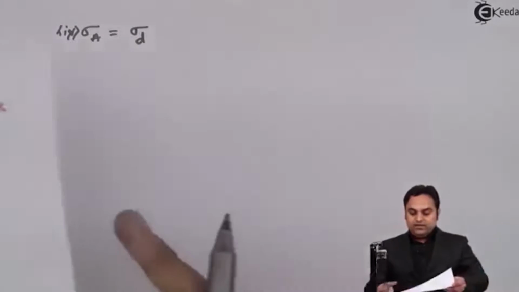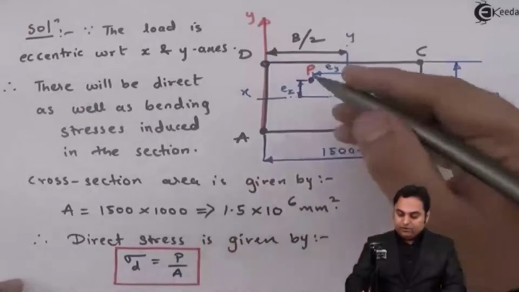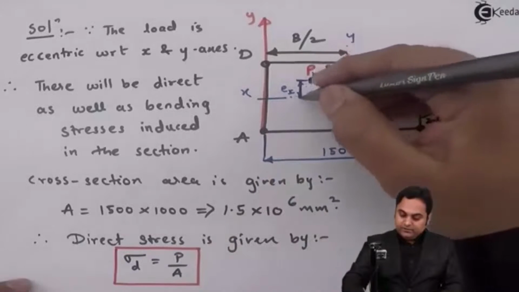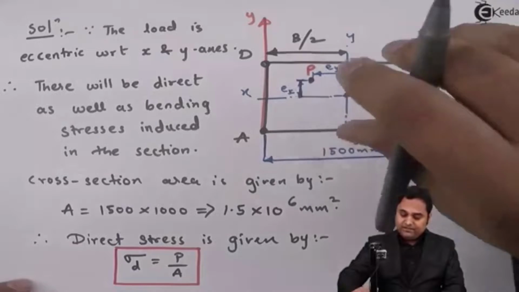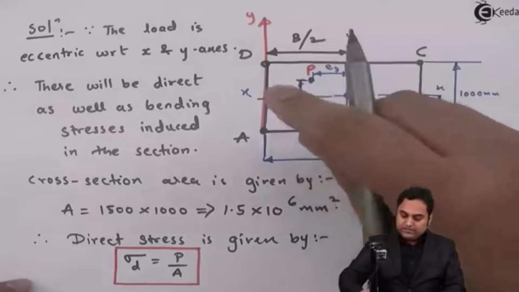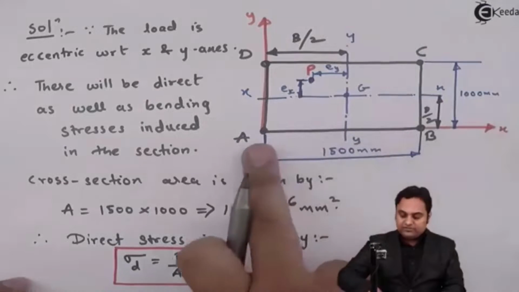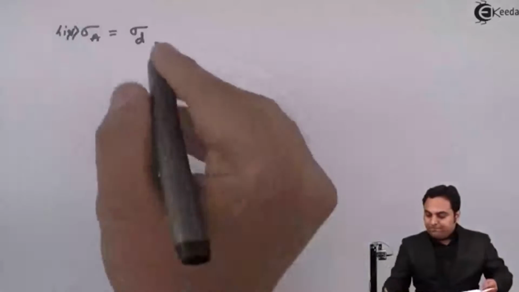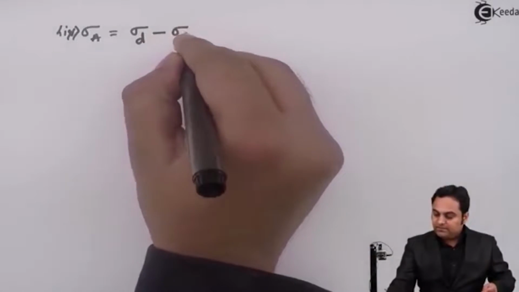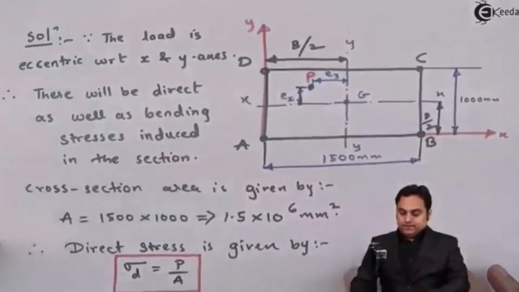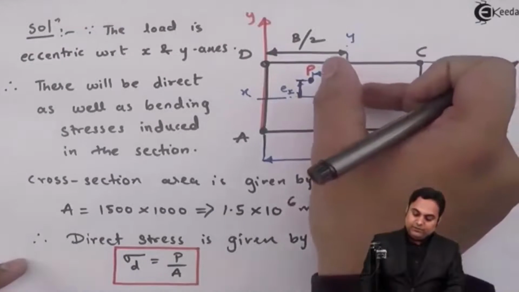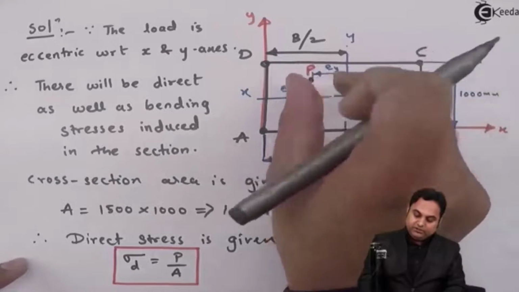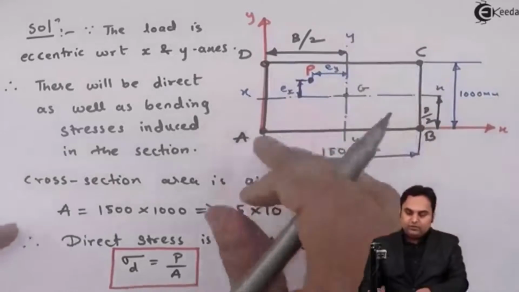Next, if we look at point A, because of Ex, as the load is on this side, it is eccentric. D and C are pressed because of Ex, whereas A and B will get lifted. So there is tension at A. So minus sigma Bx. But because of Ey, if we see the load is here, it will turn and press A and D, so they are compressed.